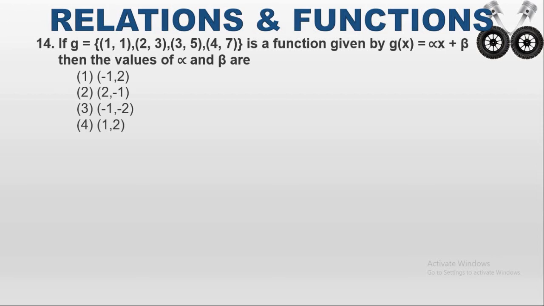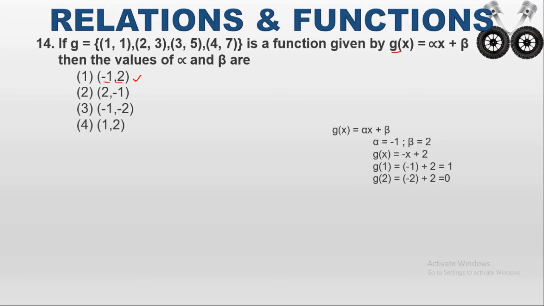How can you get the output? By using the operator G of x, we will get the output. So here you want to find alpha and beta. I am going to find the values of alpha and beta using the options given in the problem. What is the first option given here? It is -1 and 2. I took alpha value as -1 and beta value as 2.